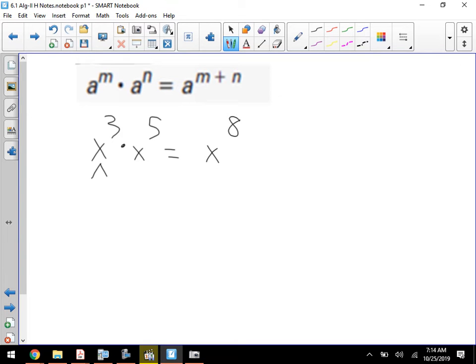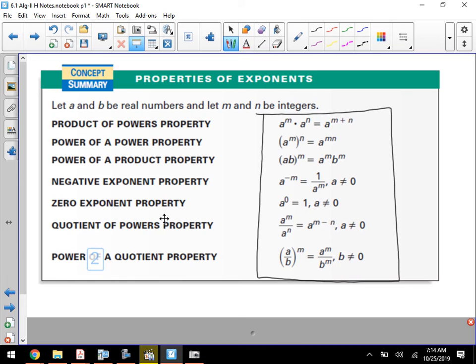Because what this really means is x times x times x. This is 5 of them. That's 5. And you just add them all up. And that's where you get x to the eighth. Pretty quick and painless.